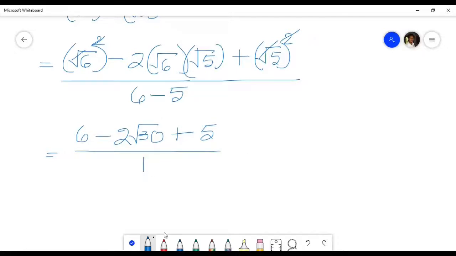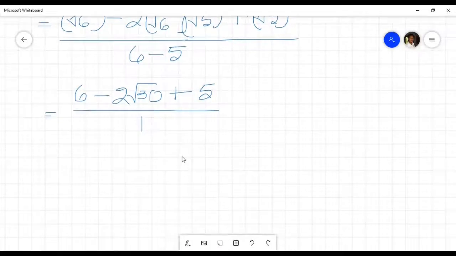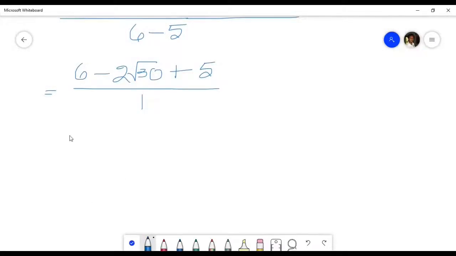We don't write the expression as by 1, right? So we'll simplify it much further. 6 plus 5 is 11 minus 2 root 30, and we will not be writing by 1. So here is the answer: 11 minus 2 root 30.